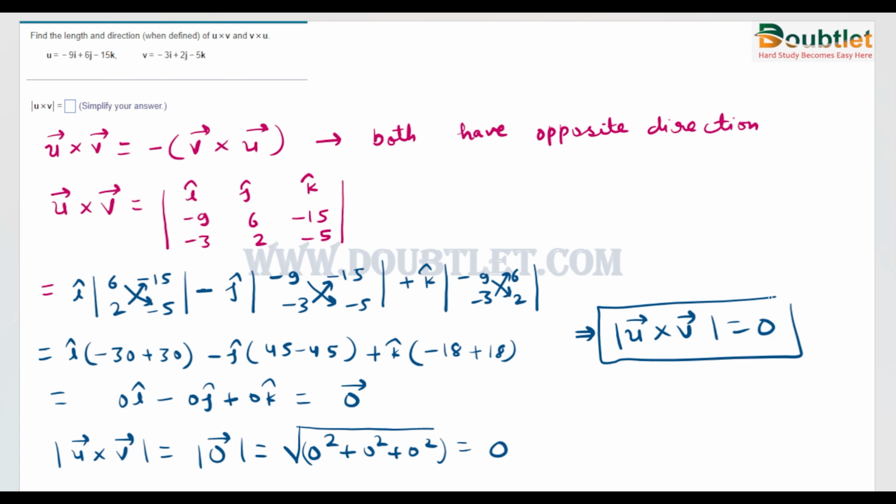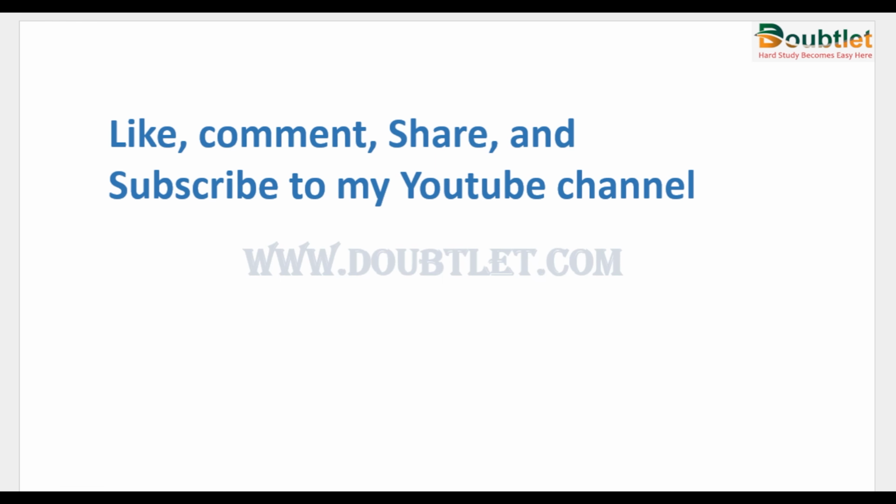And if someone asks for the direction, there is no direction, because this vector does not have any length. All the coordinates are 0, so there is no length and no direction. This is the null vector. I hope you got the concept that I am trying to deliver.